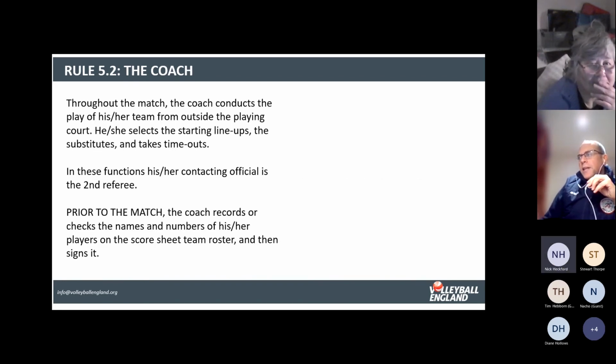So we get to the coach. I think I was going to put a picture in here, but there we go. Throughout the match, the coach conducts the play of his or her team from outside the playing court. She selects the starting lineups, substitutes, and takes timeouts. In these functions, his or her contacting official is the second referee. That does not mean that there is a discussion going on here. This means that the contact for a lineup sheet, the contact for a timeout is the second referee. The contact for the substitution is the player entering the substitution zone and the second referee allowing that to occur. There's no two-way discussion going on here.